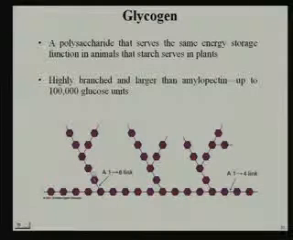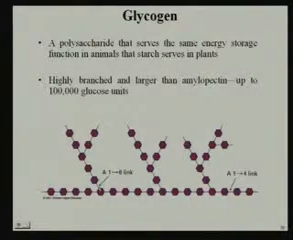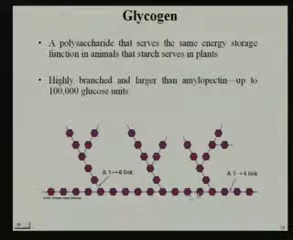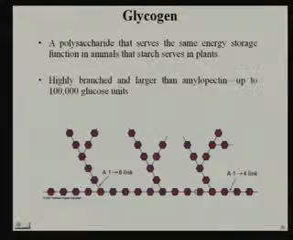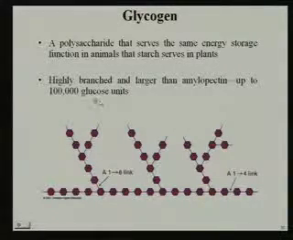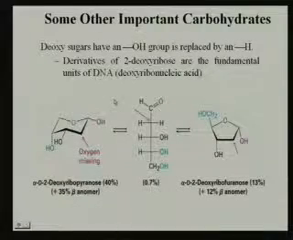Now, when we talk about the alpha 1,6 linkage, how is it different from that of starch? Here the frequency of branching is higher compared to the starch molecule. It is highly branched and larger than amylopectin. Up to 1 lakh glucose units are present in glycogen.